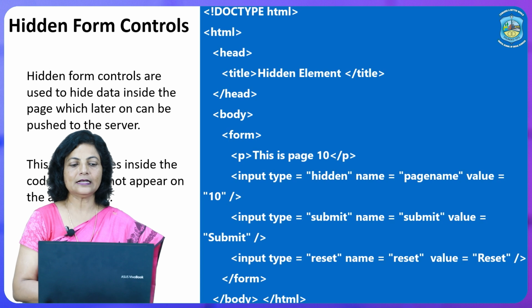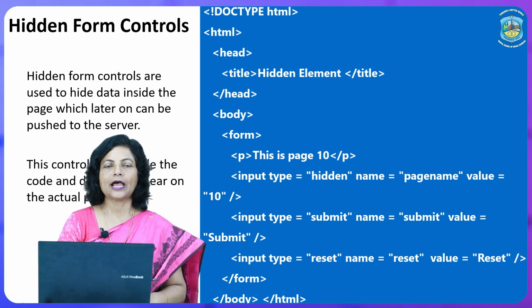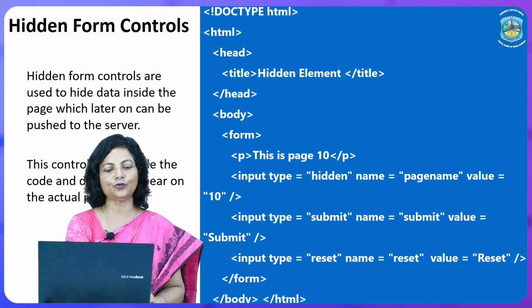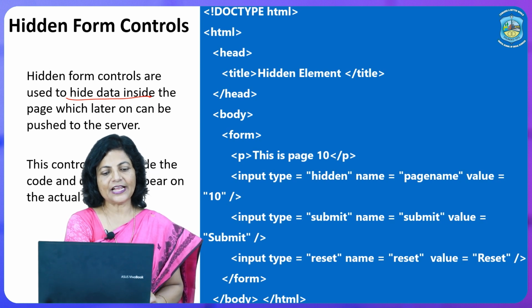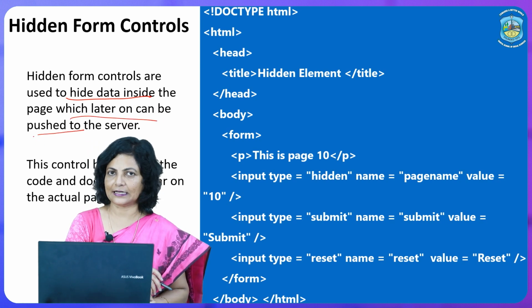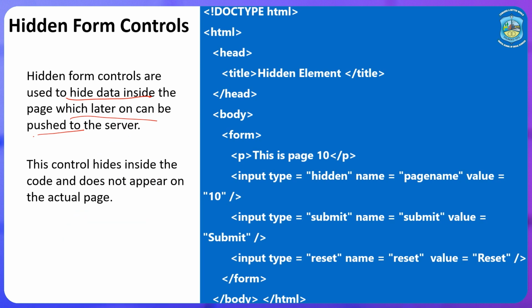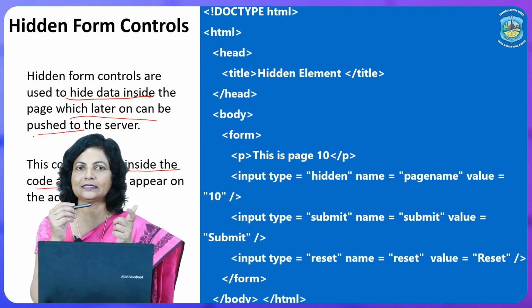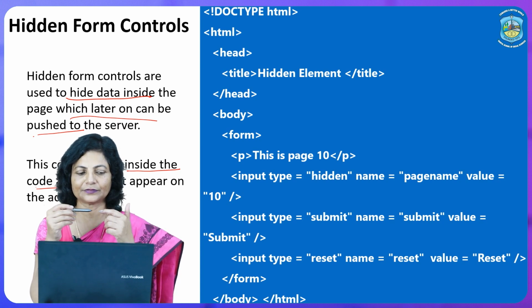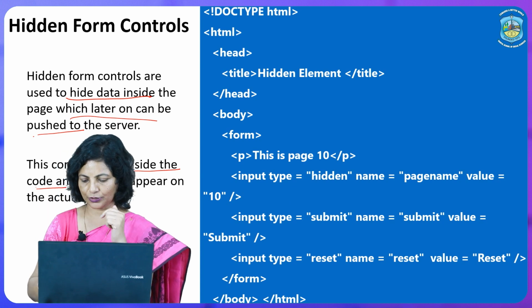Next is hidden form controls. Now, these hidden form controls are used to hide data inside the page, which later on can be pushed to the server. So, this control hides inside the code and does not appear on the actual page. So, as you know, the hidden form control is to hide the data, and whenever the server requires it, it can be pushed to the server.